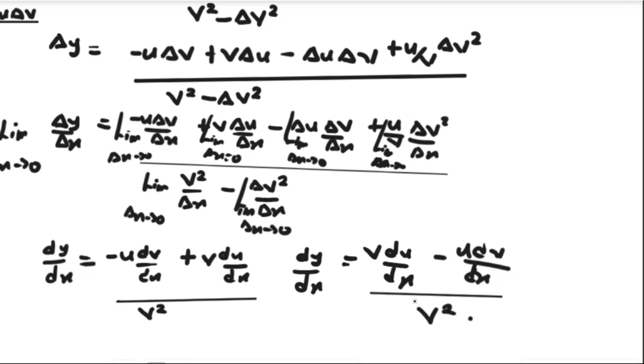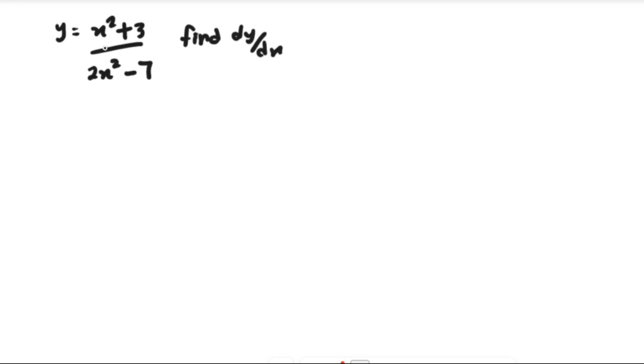So now let's take a sample question using the formula. Let's assume a question. Let's say we're given that y is equal to (x squared plus 3) divided by (2x squared minus 7). Find dy/dx. So this is a function, this is another function, and they are dividing each other. So use the same concept.